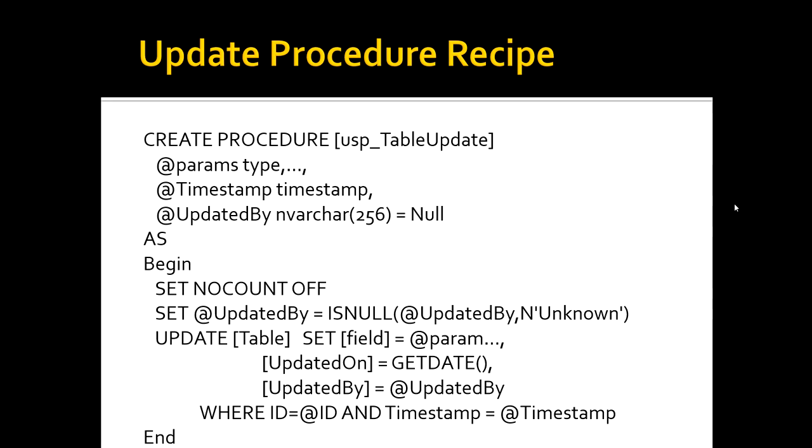All right, our fourth recipe is the update procedure. So we'll have all the parameters required. This time we'll include the timestamp as well as anything required in terms of updated by and so on, or created by if you had it, for our auditing. Again, making it optional with a null.